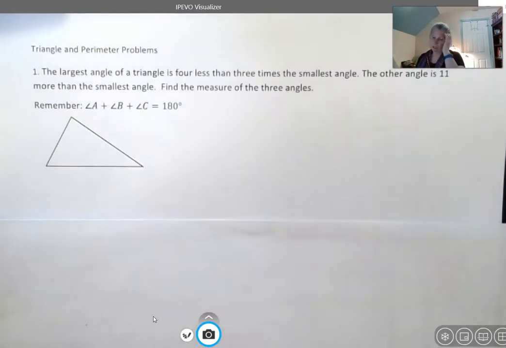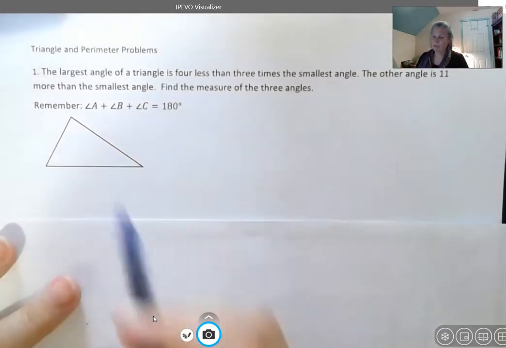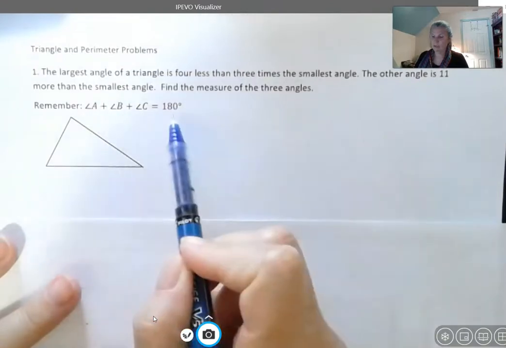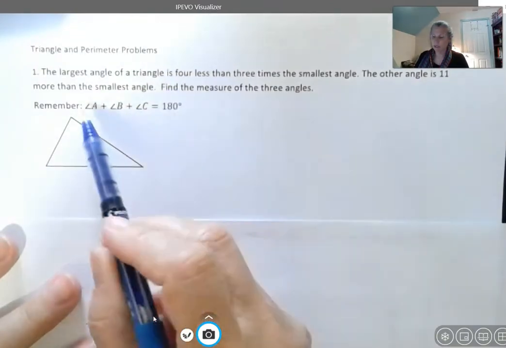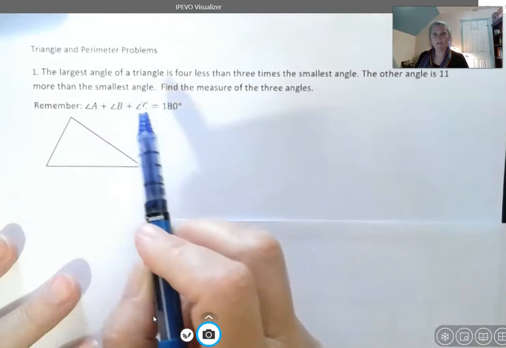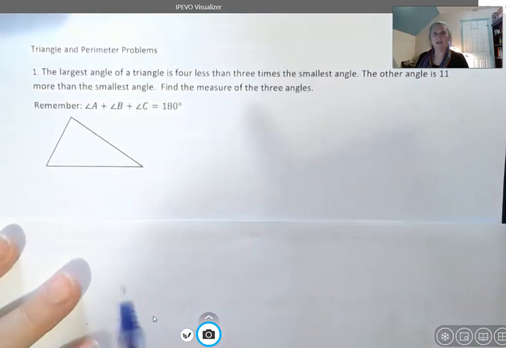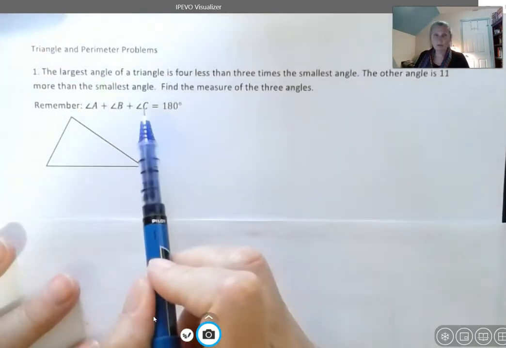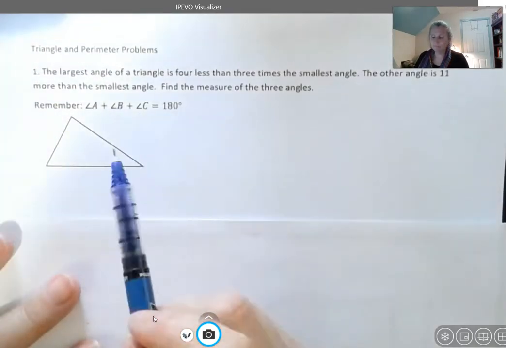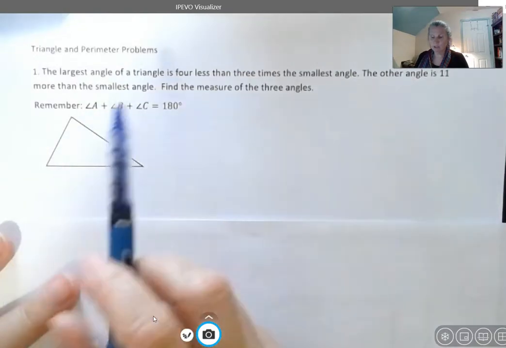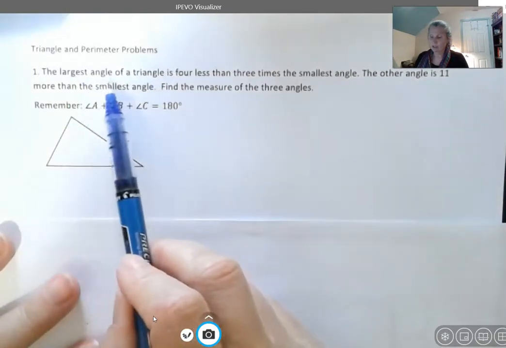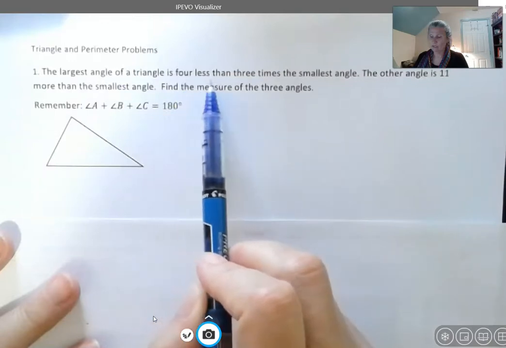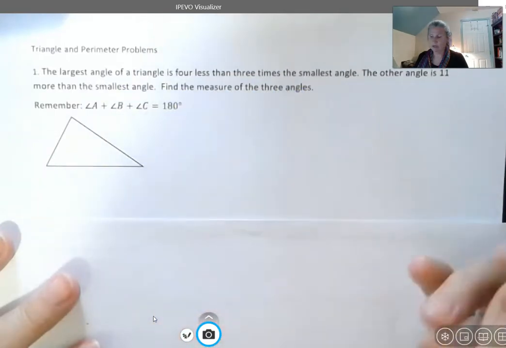So remember that when you're talking about the angles of a triangle, they always add up to 180 degrees. So the measure of angle A, the measure of angle B, the measure of angle C add up to 180. That allows us to set up an equation, but what we have to do is describe our 3 angles using expressions. And so the largest angle of a triangle is 4 less than 3 times the smallest angle.